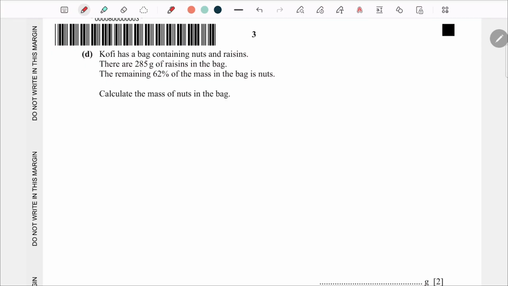Part D, Coffee has a bag containing nuts and raisins. There are 285 grams of raisins in the bag. The remaining 62% of the mass in the bag is nuts. Calculate the mass of nuts in the bag. So first, I'm going to calculate the percentage of raisins. That is equal to 100 minus the percentage of nuts, which is 62%. So 100 minus 62 will give me raisins, that is 38%.